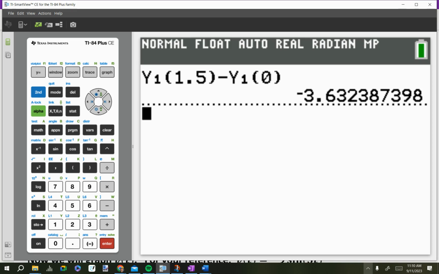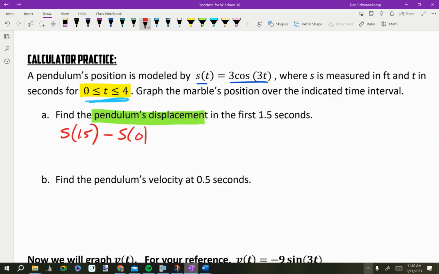How many decimals do I need to round to? It is always 3 decimals no matter what. It is always 3. Negative 3.632. Great. We found displacement.